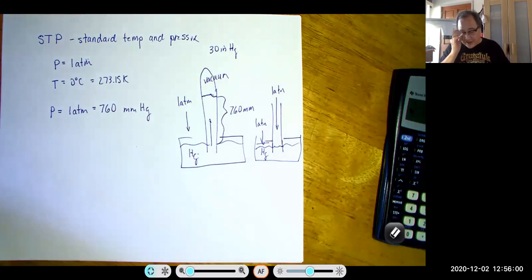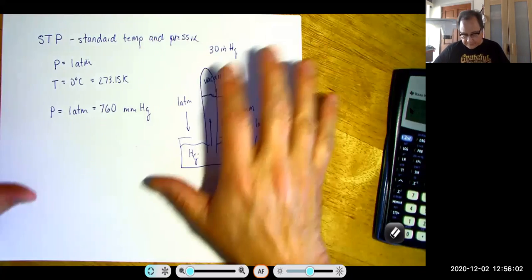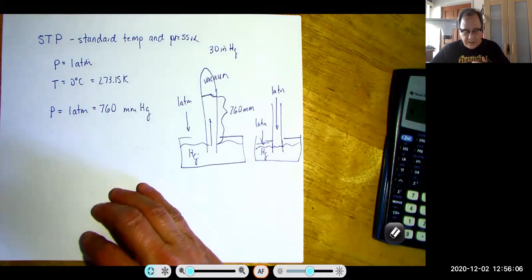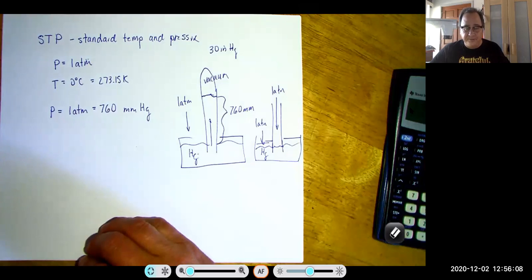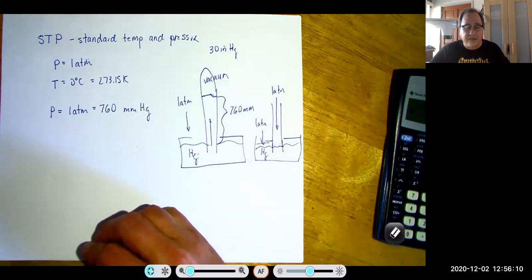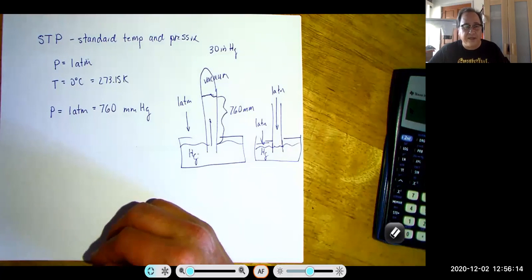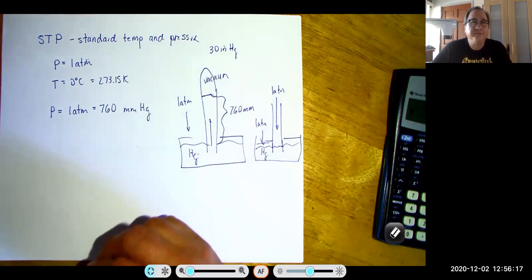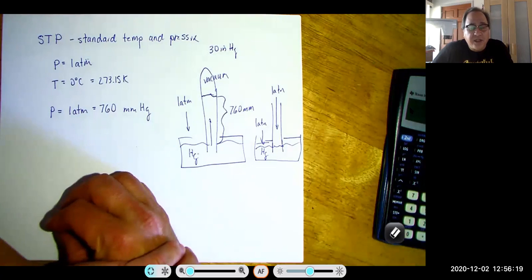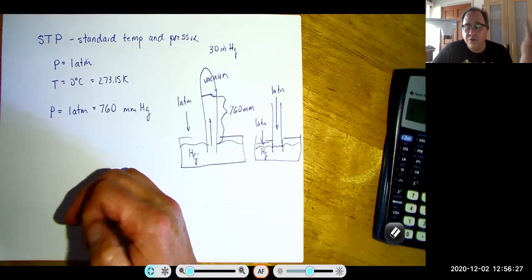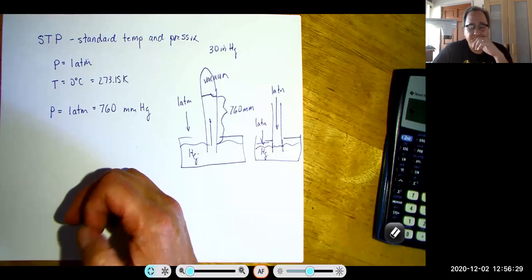Now, another interesting thing about the barometric pressure is that it will change depending on your altitude. So the barometric pressure in Denver is actually lower than it is here in Eureka. It's probably a good, I'd say 5% lower. So here it might be 760. In Denver, it might be 730 or 720 millimeters of mercury.